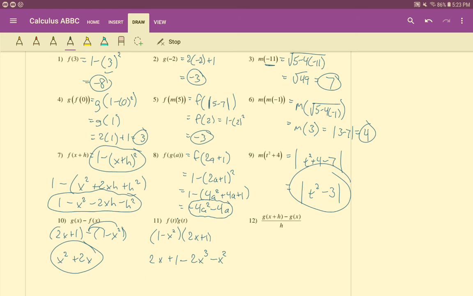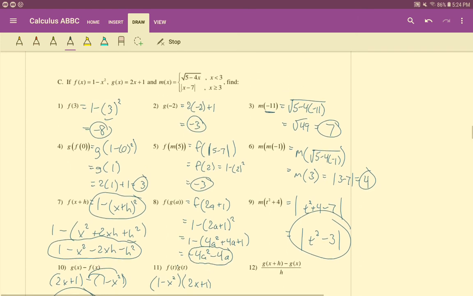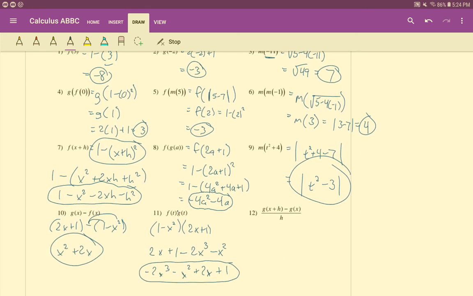And this is a fine answer, but typically we write in standard form, so I'll make it minus 2x to the third minus x squared plus 2x and then plus 1, like that. Okay, make sure I write that down. 2x plus 1 minus 2x cubed minus x squared, yeah.